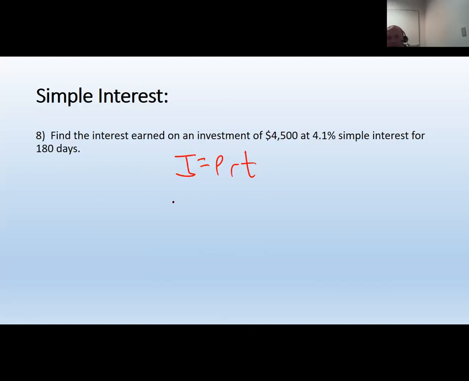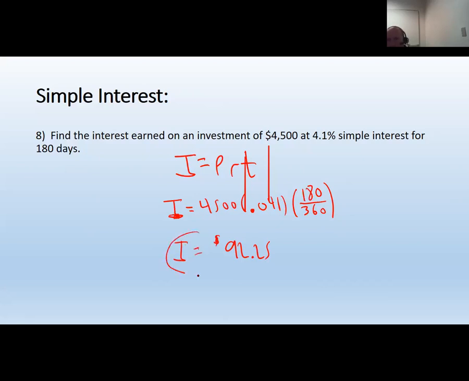All right, so in this case, the I is unknown. We don't know how much interest is being earned, but the P is $4,500, and it's invested at 4.1%, which as a decimal is 0.041. And then 180 days, but that needs to be in years. So to put it in years, you take the 180 days and divide it by the number of days in a year. But in the banker's rule, you use 360 for the days in a year. So when we put all this into the calculator, we end up with $92.25 as the amount of interest earned in that situation. Okay, so does anybody have any questions?